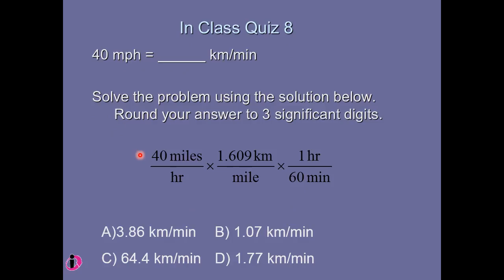Let's try it here. I think we already know the unit, right? But if you do the math, can anyone try and see how much is the answer? 40 times 1.609 over 60 is 1.07, or what is that? Or 1.77? 1.07, I'm sorry, 1.07 kilometer per minute. Right answer is B, right?